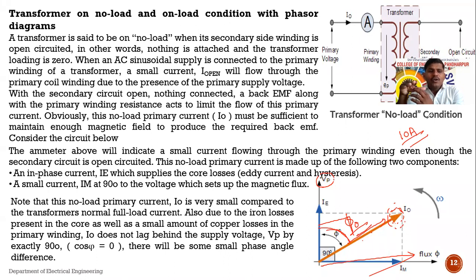Okay, so also due to the iron loss present in the core as well as small amount of copper loss in the primary winding. So we are neglecting the value of copper loss. Copper loss ची value आपण neglect करणार. So from no load condition or from no load test, we are able to calculate only the constant losses or the core loss, or we can call it iron loss. आपण फक्त iron loss or constant losses calculate करू शकतो.